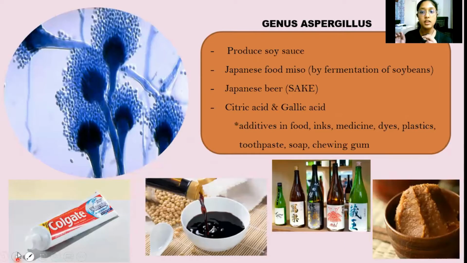Lastly, we have genus Aspergillus, which is used to produce soy sauce. It's also used in the Japanese food called miso, which is produced by the fermentation of soybeans. Genus Aspergillus is also used to make Japanese rice wine, which we know as sake. Citric acid and gallic acid, which come from genus Aspergillus, are used as additives in foods, inks, medicines, dyes, plastic, toothpaste, soap, and chewing gum.